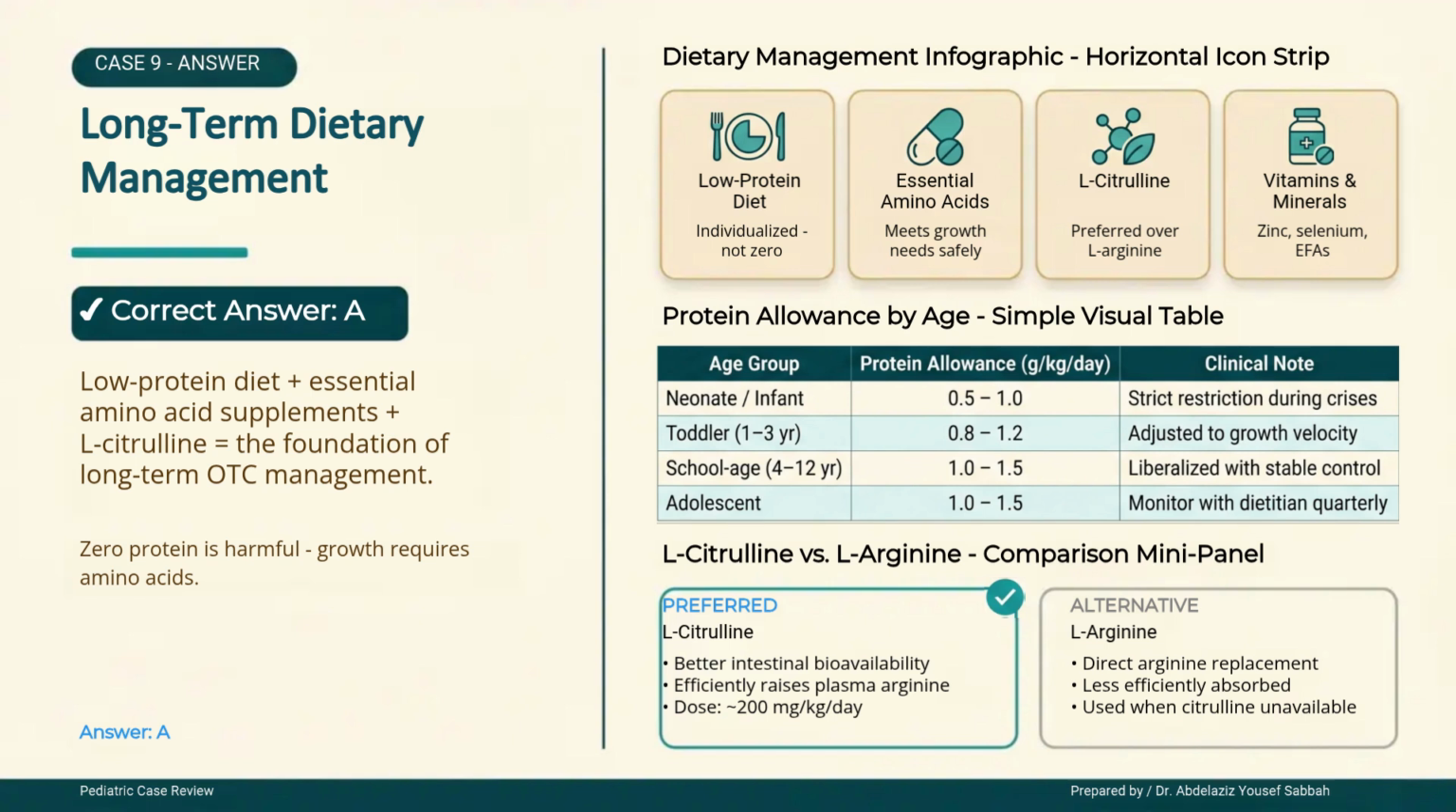This is the foundation of long-term OTC care. The protein restriction must be individualized, never zero. Option B is actually harmful because a growing child needs amino acids for growth, and zero protein drives catabolism. Essential amino acid supplements meet those growth needs safely. L-citrulline is preferred over L-arginine: better intestinal absorption, and it efficiently raises plasma arginine. It goes around 200 milligrams per kilogram per day. Protein allowance is then liberalized with age as metabolic control stays stable.